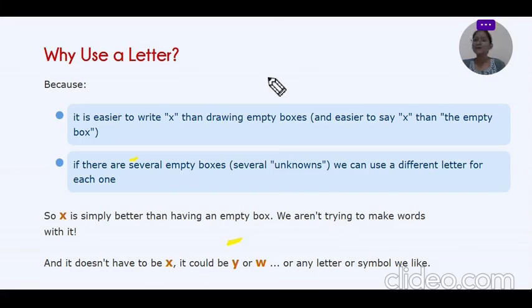Now let's see, why do we use a letter here? Because it is easier to write x than to draw empty boxes, and it is easier to say x than the empty box. And if there are several empty boxes, several unknowns, we can use different letters for each one, right? So x is simply better than having an empty box, and we aren't trying to make words with it. It does not have to be x only, it can be y, it can be w, or any letter or symbol that we like.